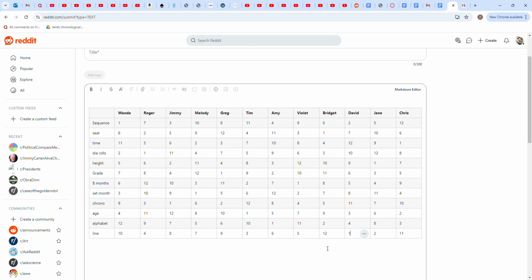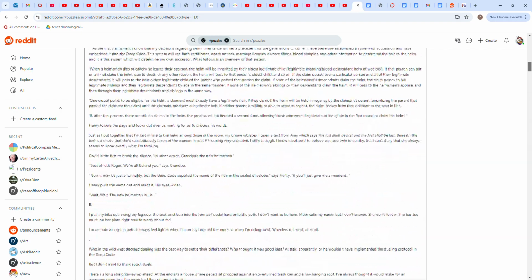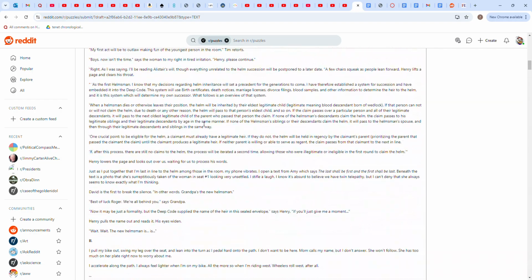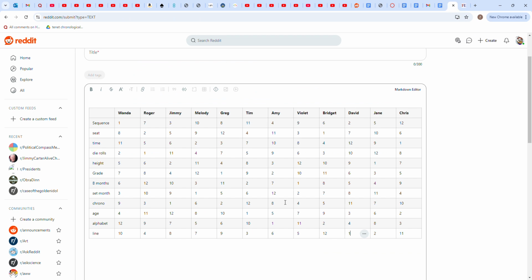So some of it makes sense. Roger being fourth and Violet being immediately after, I've already commented on. And this is all in reference to the rules of succession laid out in scene number 1. That's referred to here. And one of the things in that is you've got to have a legitimate child in order to be eligible for the helm.